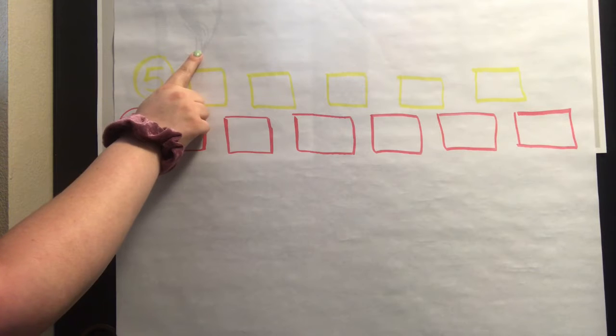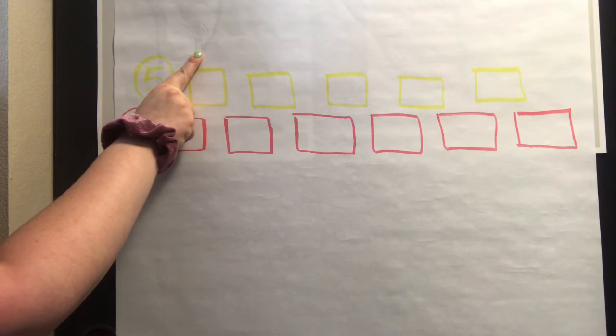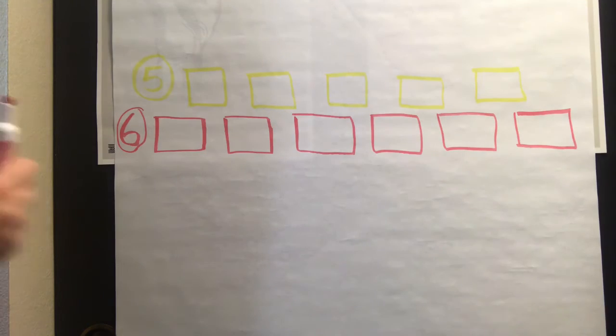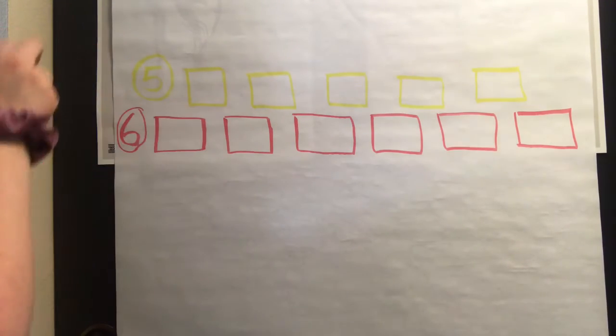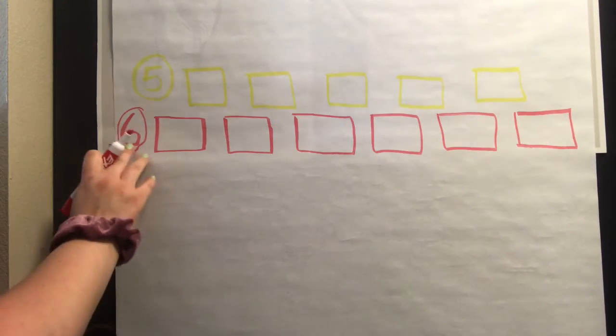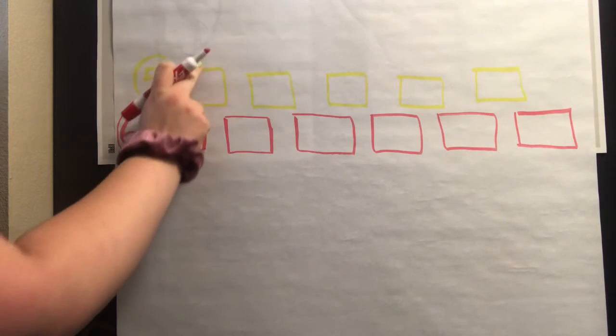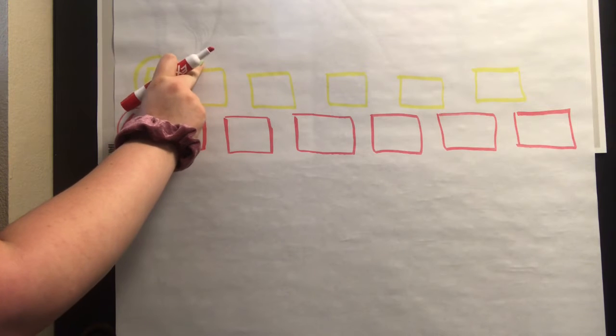Do you think the next row is red or yellow? Yeah, it's going to go red, yellow, red, yellow. So if this row had 6 and this row had 5, how many do you think this row will have?